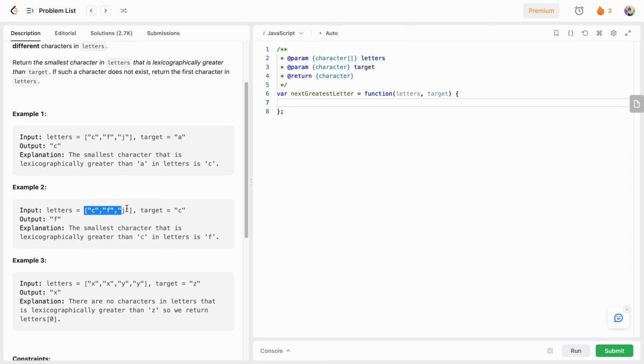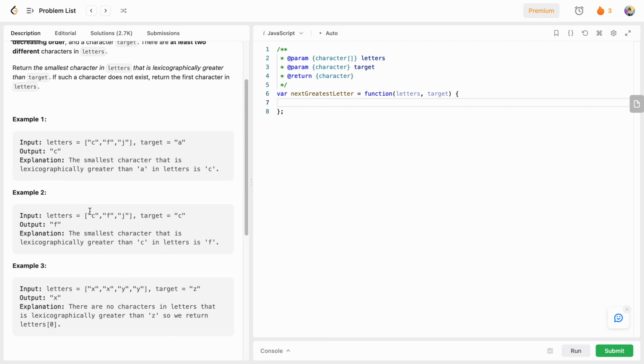Now in this case we are given the target C, and we need to find the smallest character greater than C. Since C is equal to C, that is not our answer, so we move on to the next one. Now we have F, and we know that F is greater than C, right? So this will be our smallest character greater than C.